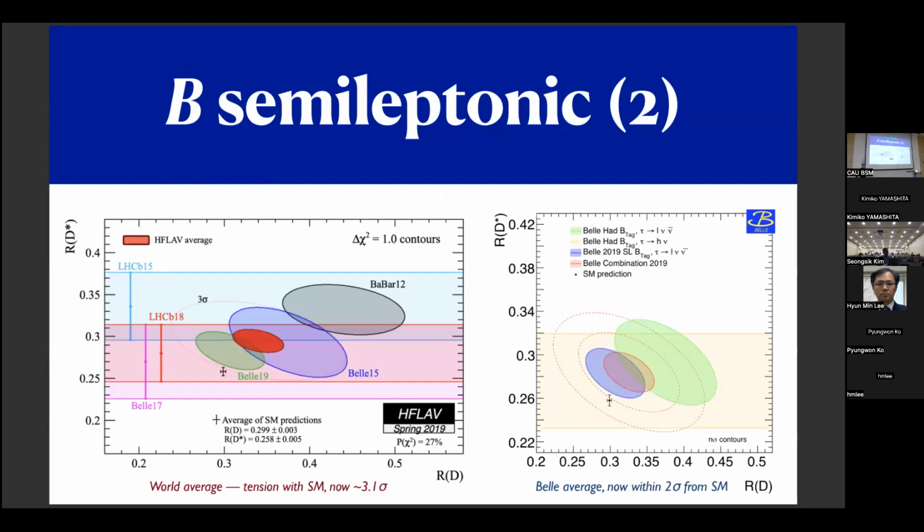This is related to RD, RD star. The bottom line is that if you take everything together from the world experimental measurements, we have this red ellipse, that's world average. And this is theoretical prediction for RD star and RD. But by the way, RD star is D star tau nu divided by D star L nu. RD is D tau nu divided by D L nu. So this is about 3.1 sigma different. But if you take Belle measurements alone, the difference is only two sigma.